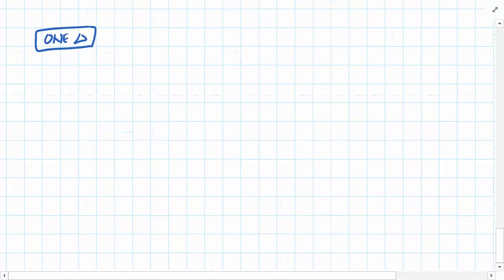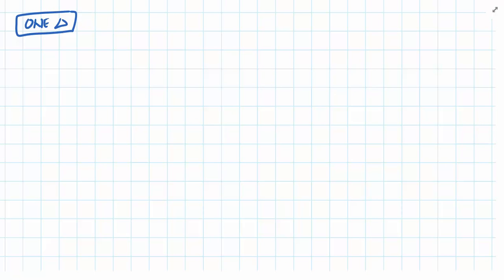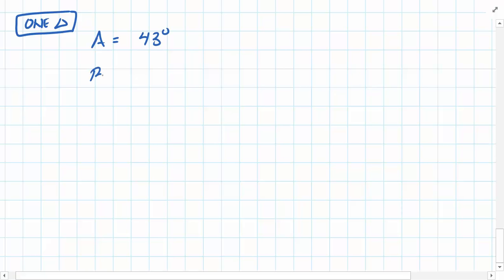So I'm going to move this up. In the case of one triangle, here's the setup. Angle A, for example, is 43 degrees. Angle B is, I don't know. Angle C is, I don't know. Side A is 81 inches. Side B is 62 inches.